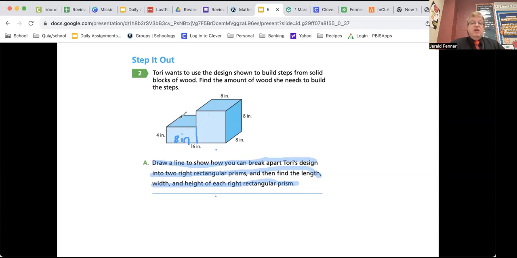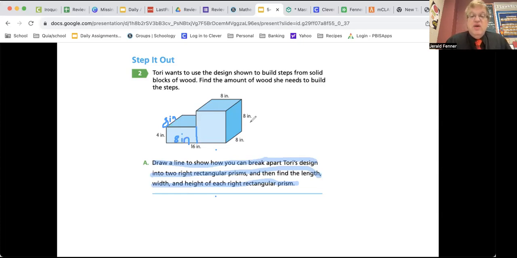Okay, and then we don't have the width, but we do have it over here. So the width is going to be 8 inches. Now let's check out this one. It has a length of 8 inches. It's right there. A width of 8 inches and a height of 8 inches. So we're pretty well set.